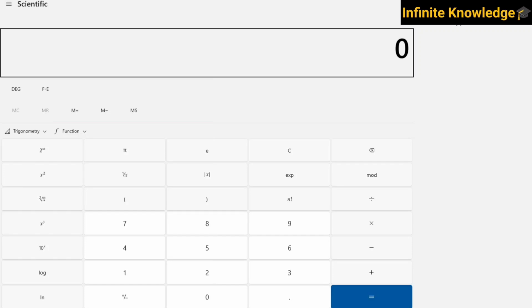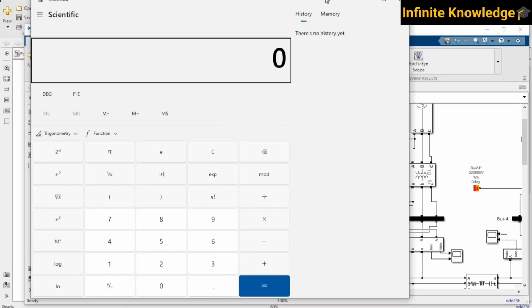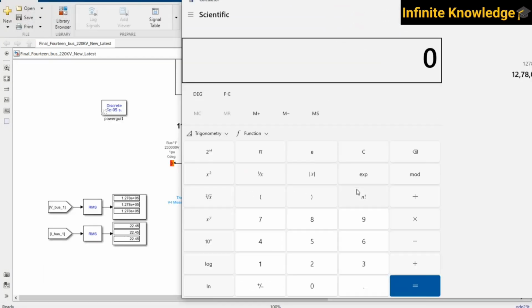The value was 1.278 into 10 raised to 5. I have to multiply it with root 3, or you can say 1.73. You are getting 220, 221, nearly this value.